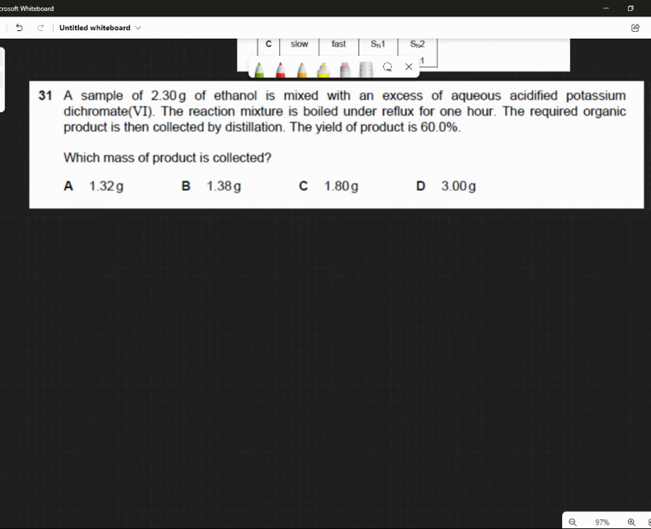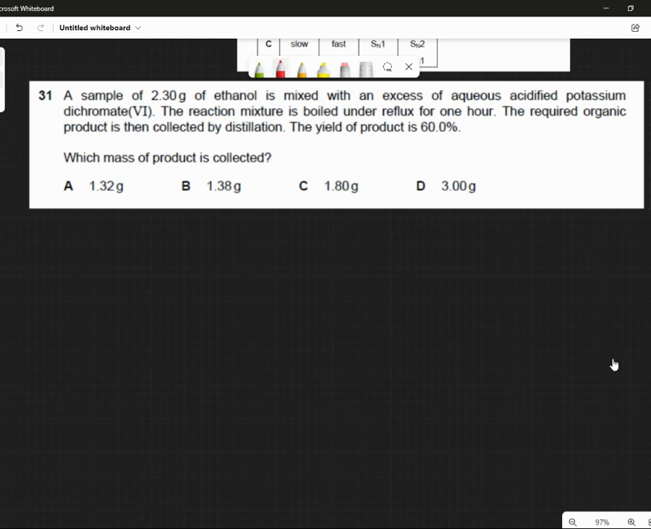Now there's the next one here. A sample of 2.3 grams of ethanol is mixed with an excess of aqueous acidified potassium dichromate. The reaction mixture is boiled under reflux for an hour. The required organic product is then collected by distillation. The yield of the product is 60%. What mass of product is formed?